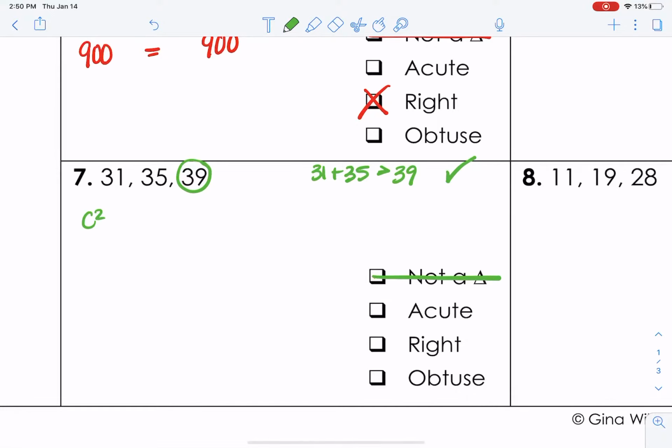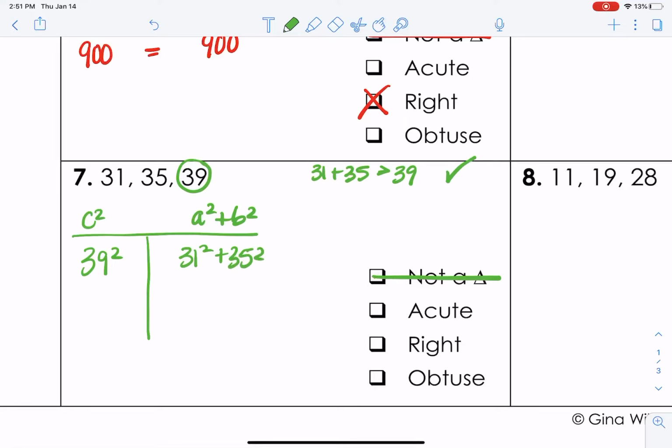So then c squared and a squared plus b squared. C squared is 39 squared. 31 squared plus 35 squared. That's 1521 and 2186. 1521 most definitely is less than 2186. That makes it an acute triangle.